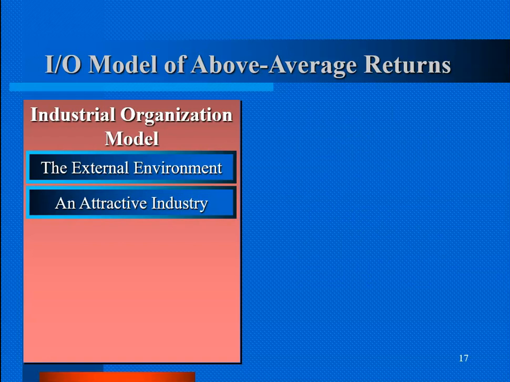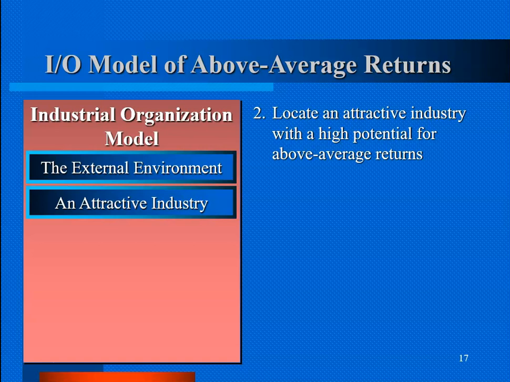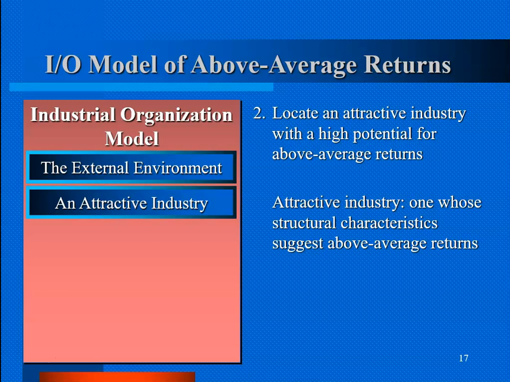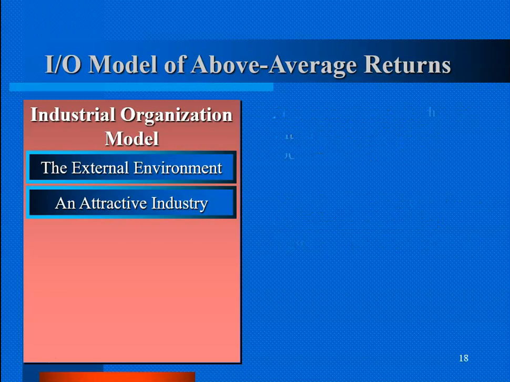Then we have to look at whether or not this particular industry is attractive. We have to locate an attractive industry with high potential for above average returns. It means that we have to look for an industry that we know that we can go and make money. We can't go into an environment where we are uncertain or the risk is too high. An attractive industry is one whose structural characteristics suggest above average returns.